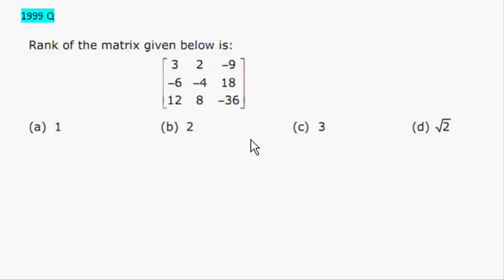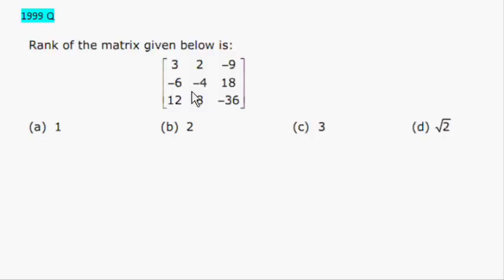Now come to the first question of 1999, which requires the rank of the matrix. You are required to find out the solution. How can you find the rank? To find the rank, you find the determinant value of the 3 by 3 matrix. If it is not equal to 0, then the rank will be 3.